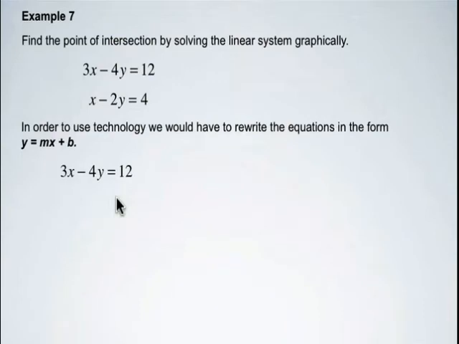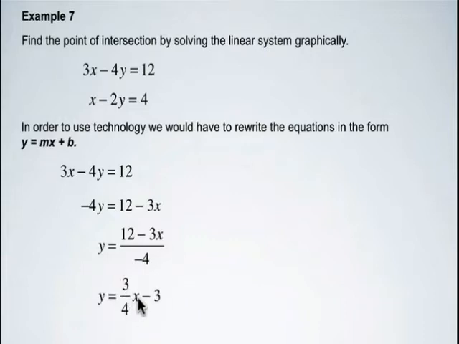So first of all, we're going to subtract 3x from both sides. And the left side simplifies to be negative 4y. And then we're going to divide both sides by negative 4. And negative 3 over negative 4 is 3 over 4. So it's going to be 3 over 4x, and 12 divided by negative 4 is negative 3, or minus 3. So now we've got the first equation in y equals mx plus b form.